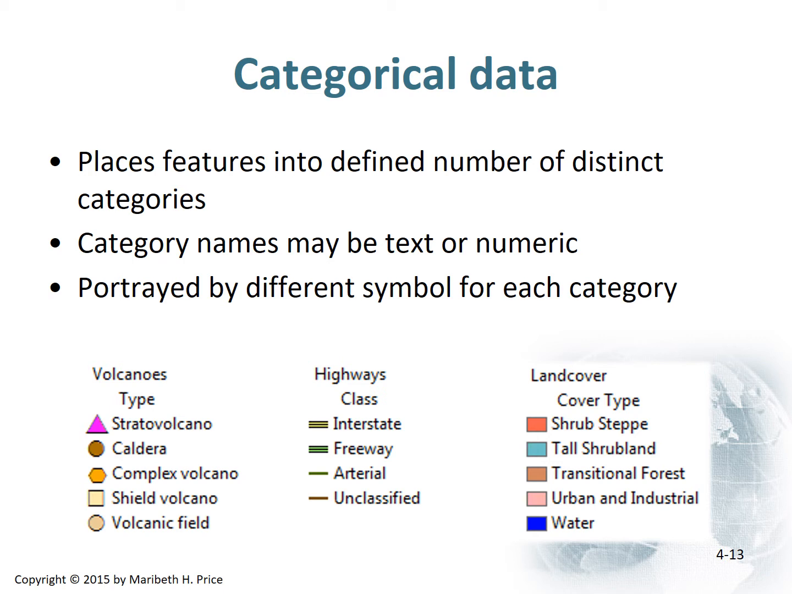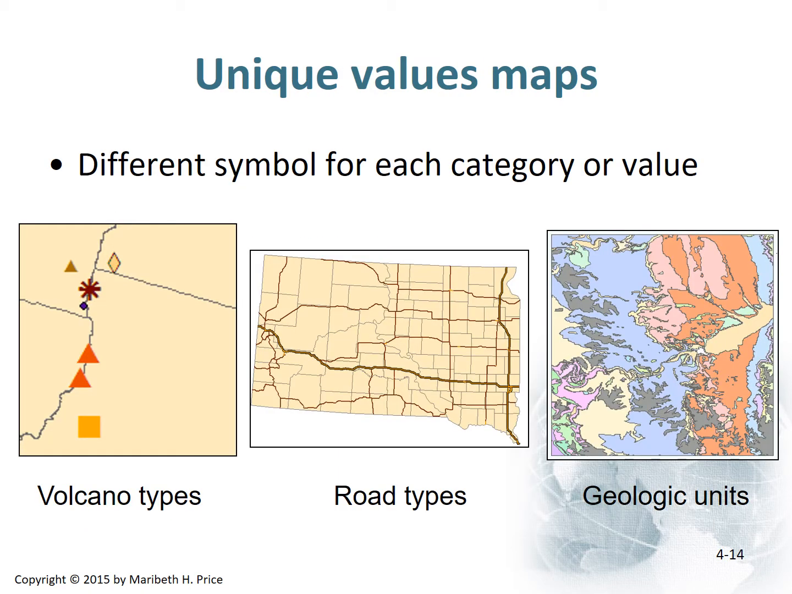They've all been categorized as, is it shrub steppe, is it tall shrubland, is it transitional forest, etc. And so all the stuff that meets a criteria are lumped together under a single label. Unique value maps have a different symbol for each category or value. Volcano types, road types, geologic units are just some examples of how you can do this.